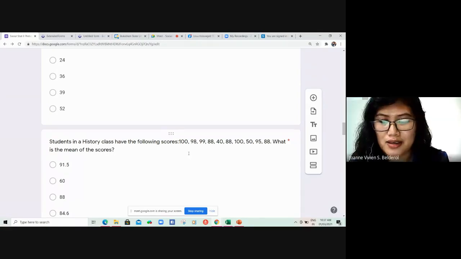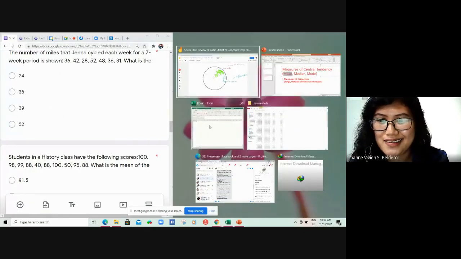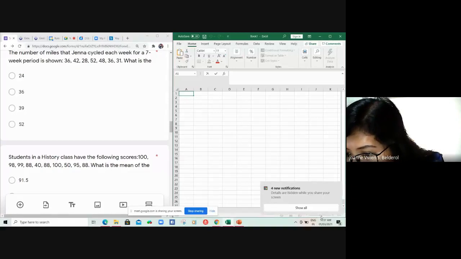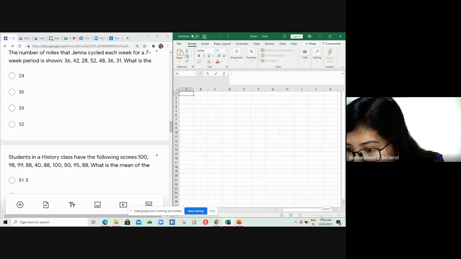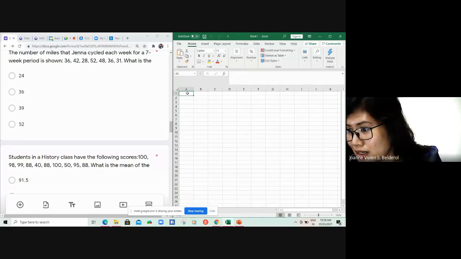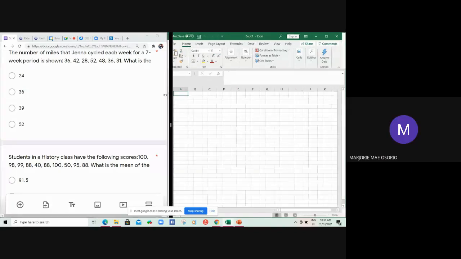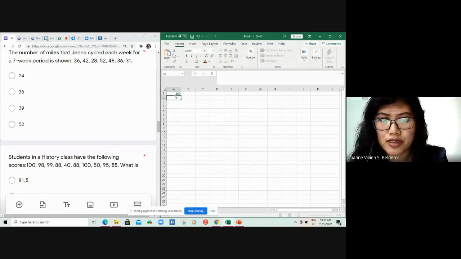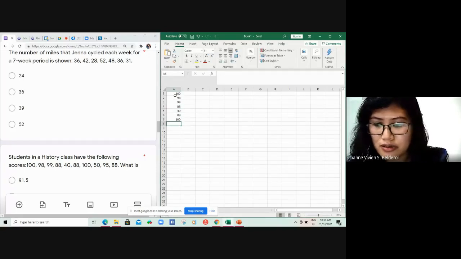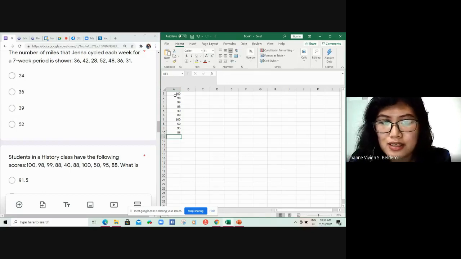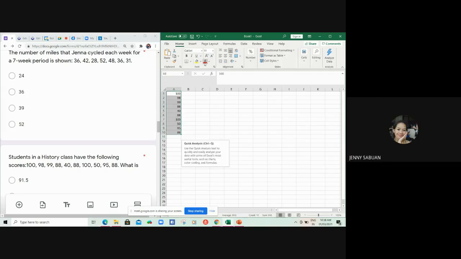Yes, ma'am. Okay, I'll show you for the benefit of those who are not yet familiar with it. So let's solve the mean. Let's type first the scores. Can you see the Excel? Okay. So let's type it: 100, 98, 99, 88, 40, 88, 150, 95. So this is our data. Is that correct? Can you check, please? Yes, ma'am.